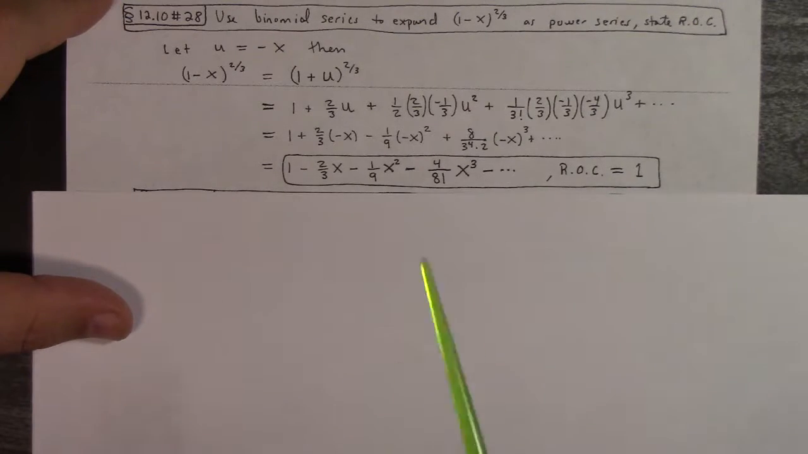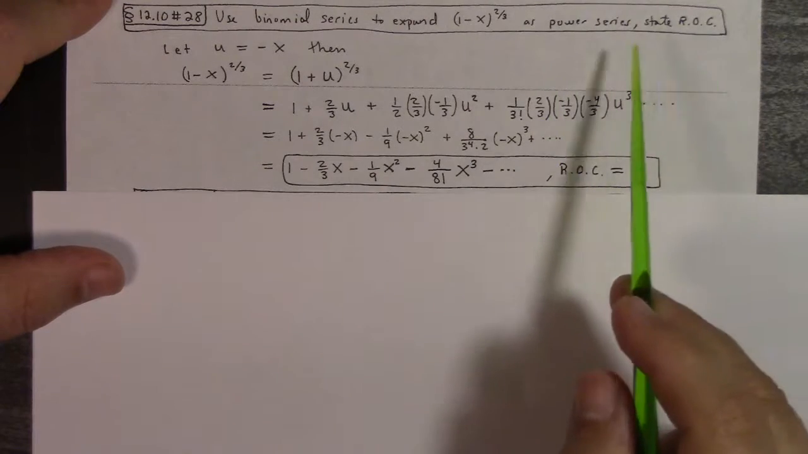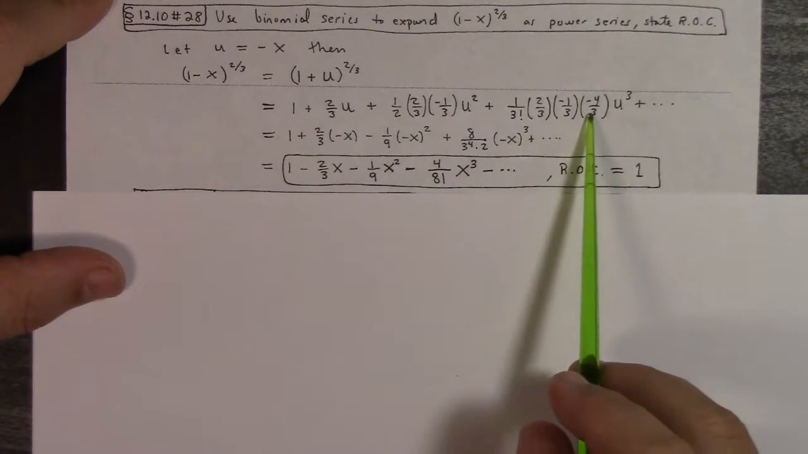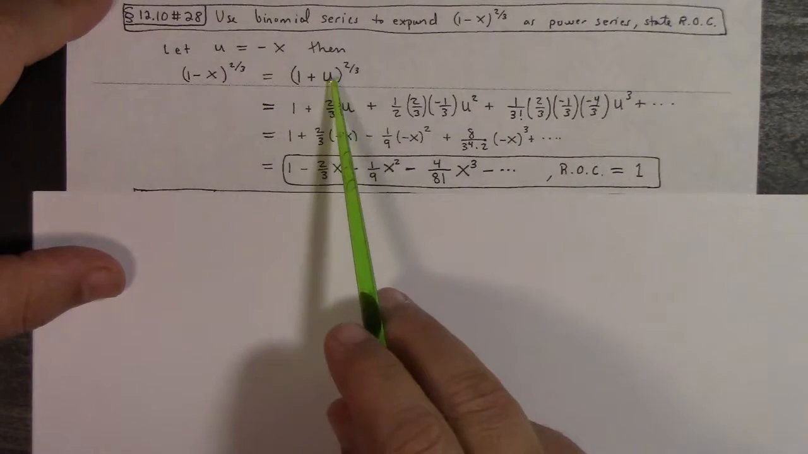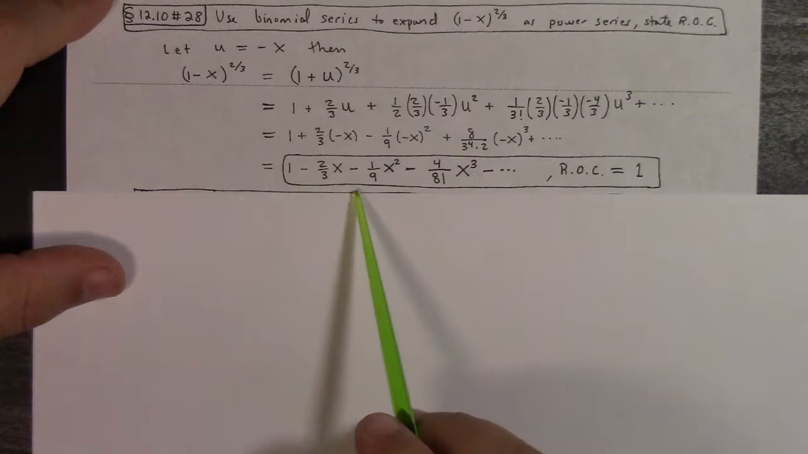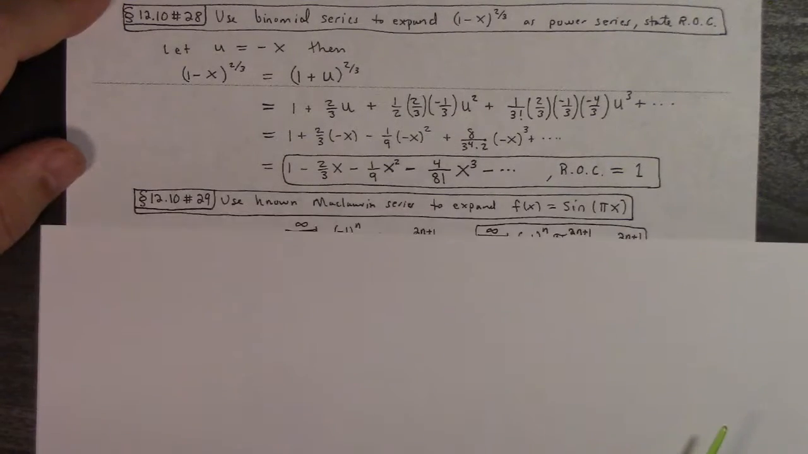All right, so now 1 minus x to the 2/3 power as a power series. Again, we use the binomial series like so, and making a substitution of u equals minus x provides that. So pretty straightforward. There it is. Radius of convergence is 1.